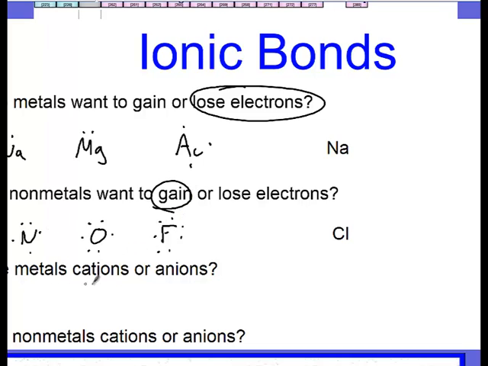So knowing this, are metals cations or anions? Remember, cats are positive. They'll give you a positive charge, and anions are negative. So think onions make you cry. So for metals, because they're going to be losing electrons, they are cations. They have that positive charge. Nonmetals, on the other hand, are gaining electrons, so they are anions.